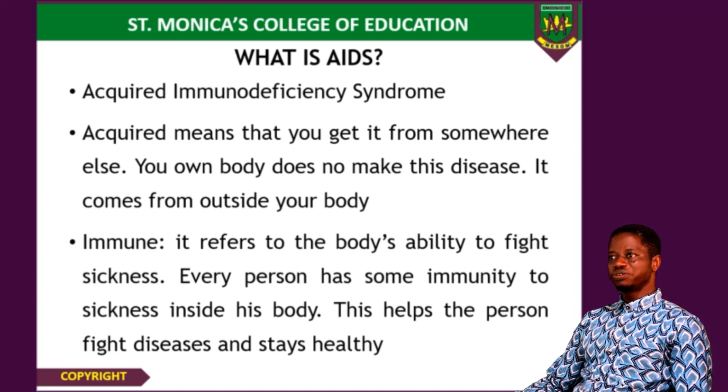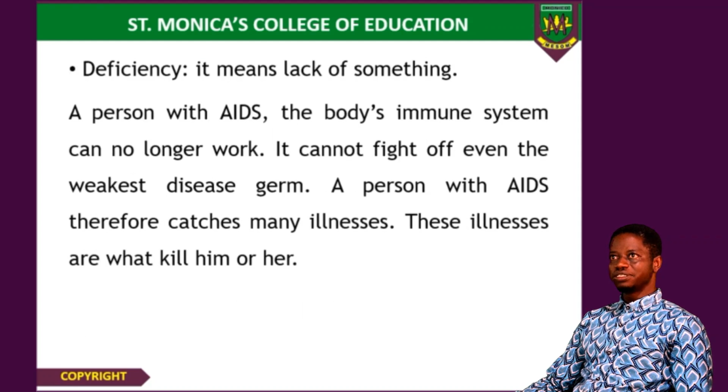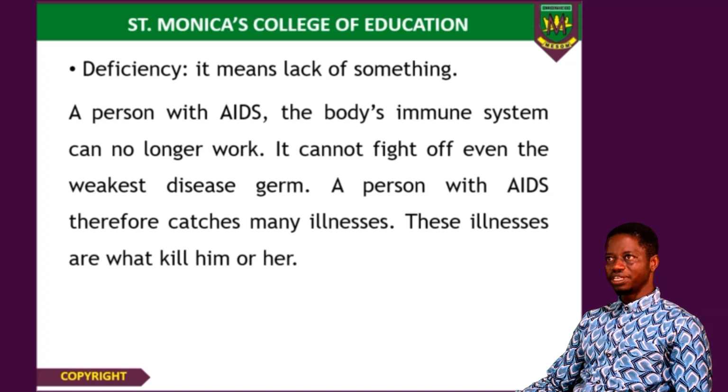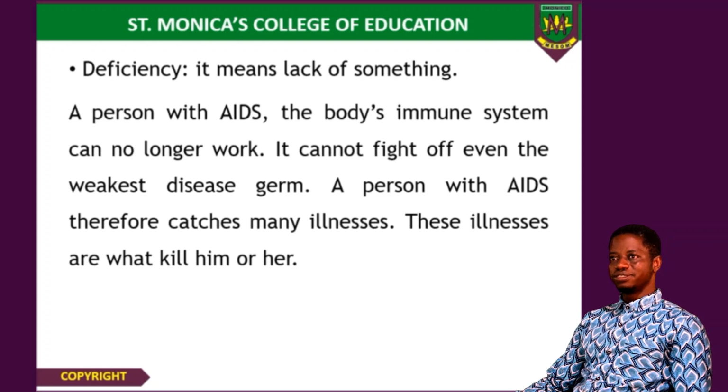Immune refers to the body's ability to fight sickness. So everybody has some form of immunity inside his or her body. So this helps the person to fight diseases and stay healthy. Now, deficiency simply means lack of something. So for a person with AIDS, the body's immune system can no longer work. It cannot fight off even the weakest disease germ. A person with AIDS therefore catches many diseases or illnesses. These diseases will eventually kill him or her.